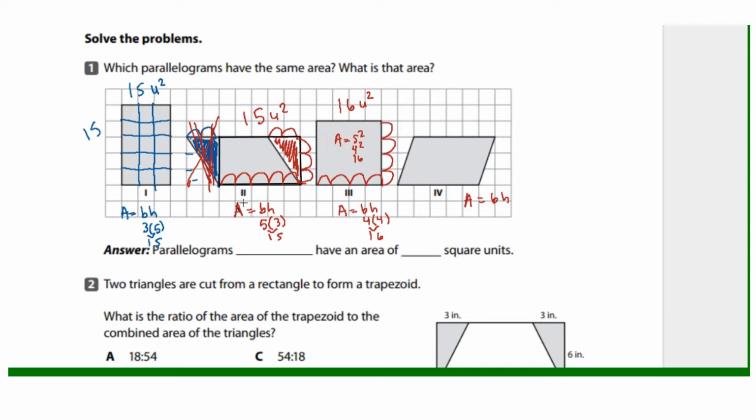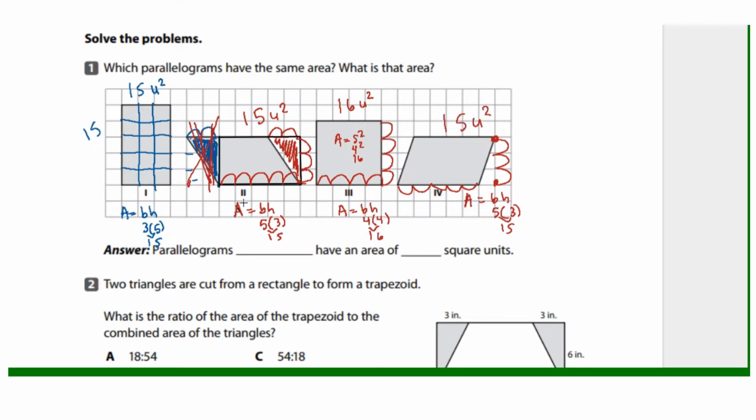So I'm going to get my base here, 1, 2, 3, 4, 5. And then I'm going to get my height, which goes from here all the way down here. So I'm going to count 1, 2, 3. Substitute that in, and that's going to give me 15 square units. So this one is also 15 square units, or units squared.